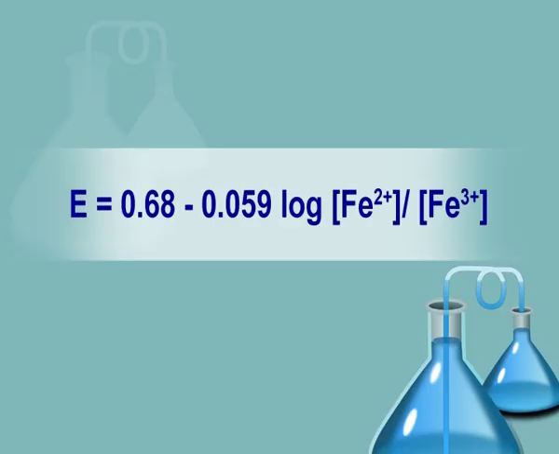Once the first drop of Ce4+ has been added, the potential of the left cell is controlled by the ratio of oxidized and reduced iron according to the Nernst equation. E equals 0.68 minus 0.059 log Fe2+ by Fe3+. When the equivalence point is reached, the Fe2+ will have been totally consumed. The large equilibrium constant ensures that this will be so. And the potential will then be controlled by the concentration ratio of Ce3+ to Ce4+.